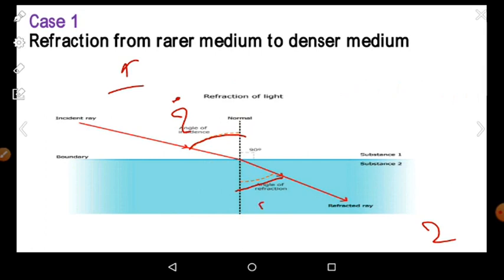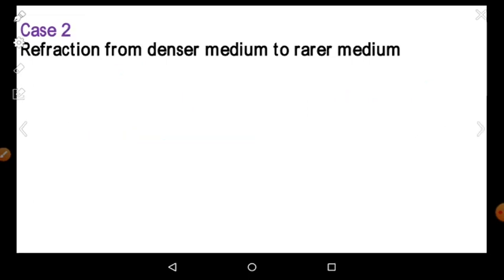This is called angle of refraction R. Here, the bending is towards the normal, so angle of incidence is greater than angle of refraction. Angle I is greater than angle R. And in the second case, the light is transmitting from higher density material into lower density material, from denser medium to rarer medium.